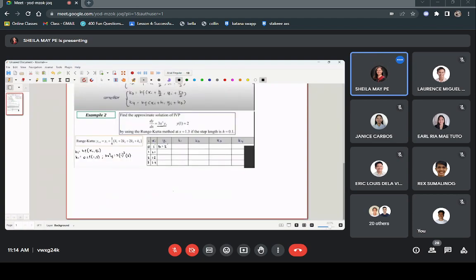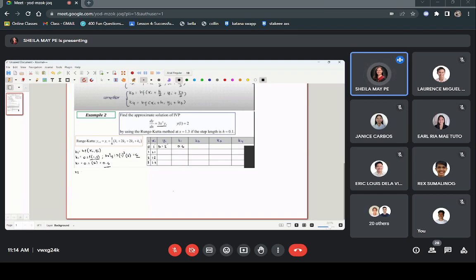So this is equal to 6. But our K1 is equal to 0.1 times 6. Our function F of 1, 2 is equal to 6. So that's 0.6. Copy.